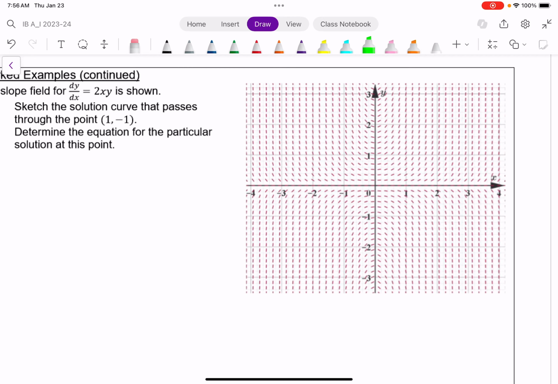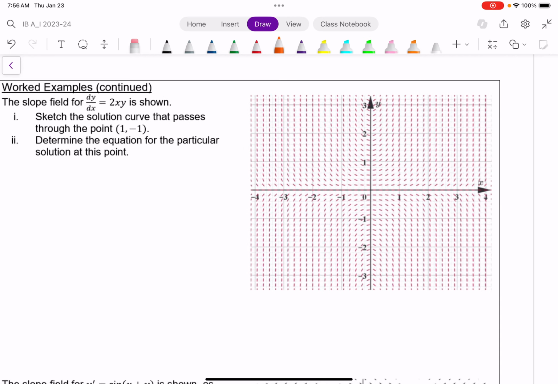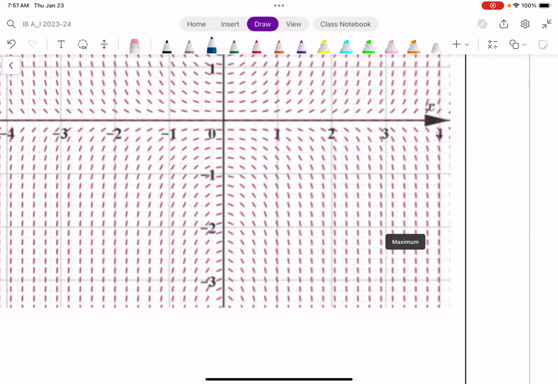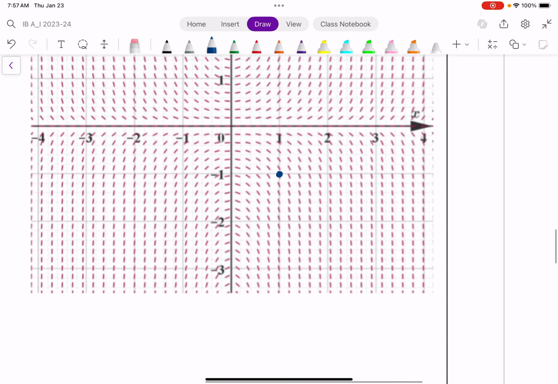All right, so here's a completed slope field that's somewhat pixelated, but we'll do our best with it. Showing the slope field for the differential equation dy over dx equals 2xy. So first, sketch the solution curve. So I don't have to find the equation, at least yet. Sketch the solution curve that passes through the point 1 comma negative 1. And so first, 1, negative 1 is right here.